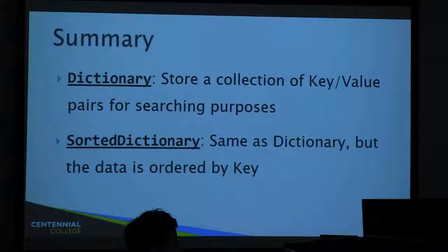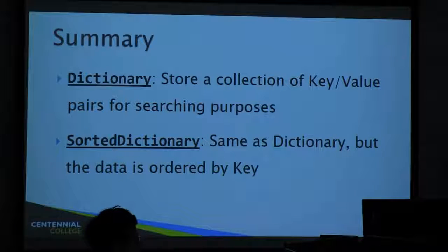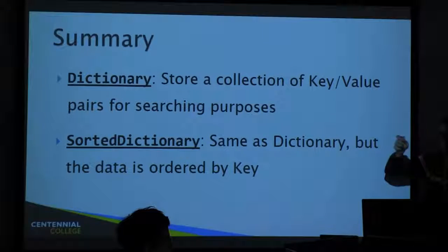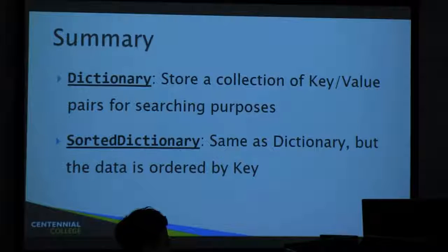And then we have seen dictionaries, which store a collection of key value pairs. You're going to hear that quite a lot when you talk about a dictionary: key value pairs. So you have a key, an index, and a value. If you want your list to be sorted based on a key, you use a sorted dictionary. You're going to be using that a few times here. Same as dictionary, but the data is ordered by key. Okay?